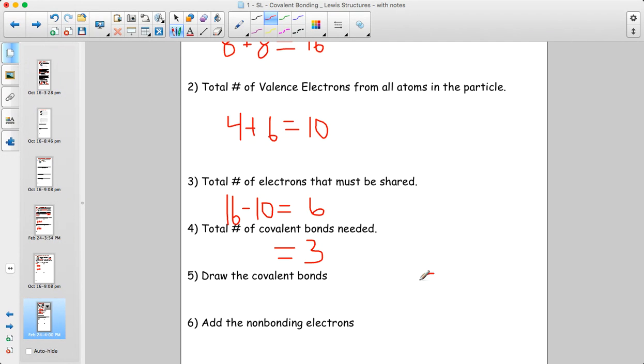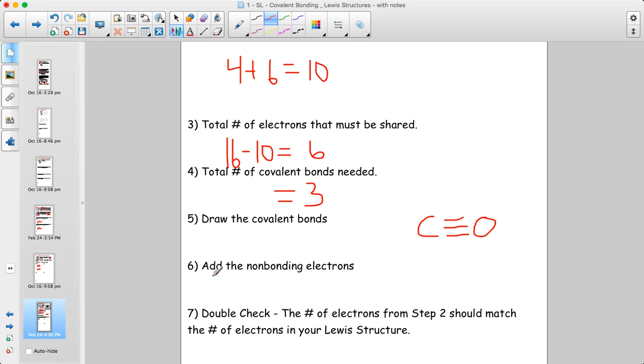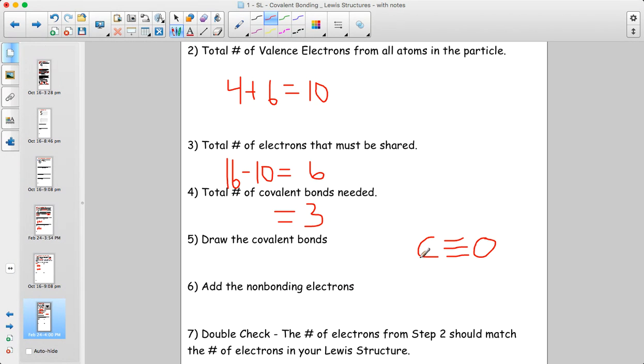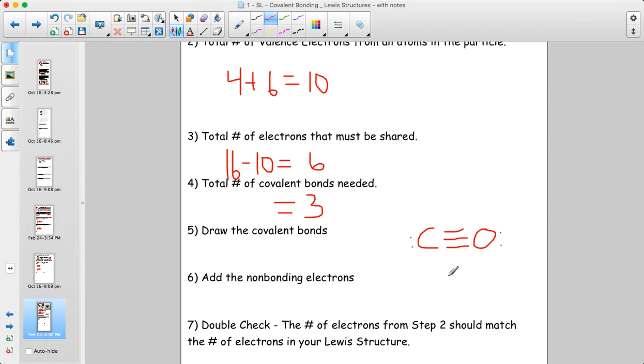So now I draw the covalent bonds, step 5. In this case, there's only 2 atoms, so all 3 bonds must go between those 2 atoms. And then number 6, add in non-bonding electrons. So now I need to make sure that every atom has its full octet. Right now, carbon feels like it has 6, so I give it a lone pair. Oxygen feels like it has 6 as well, so I give it a lone pair. And now they both feel like they have 8.